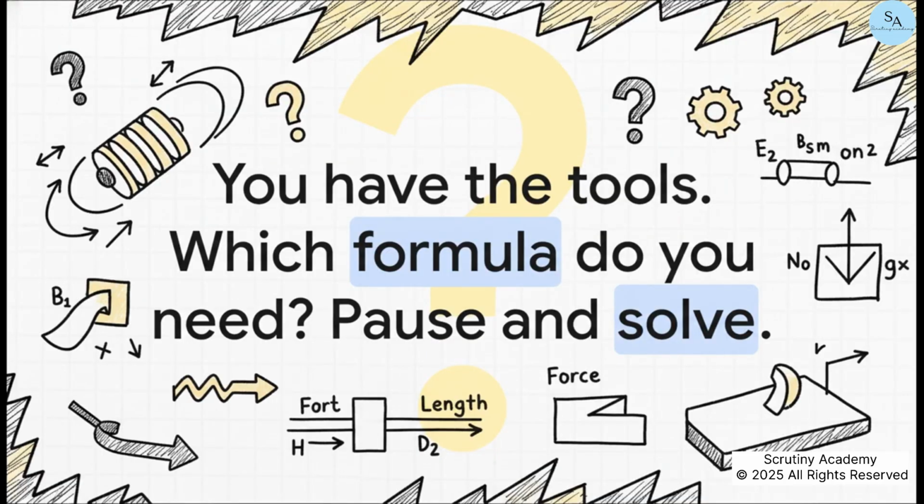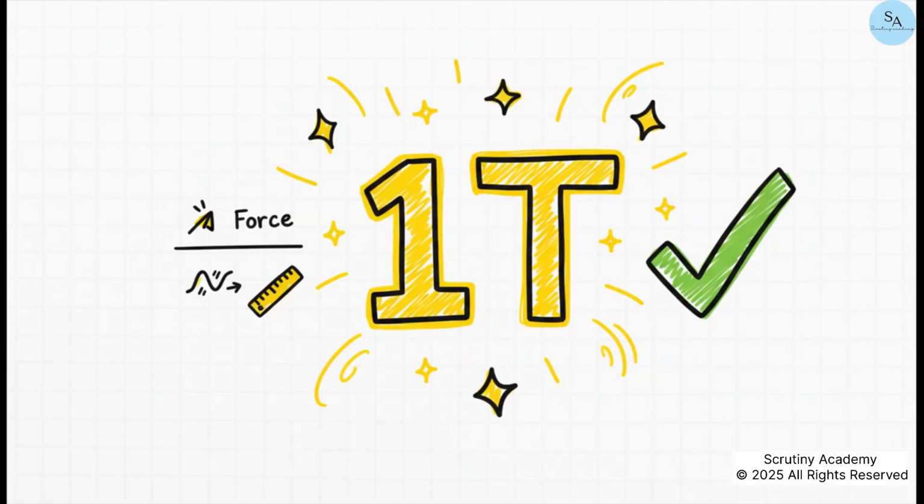You have everything you need. Think back to our force formulas at the beginning. Which one connects force, current, and length? Go ahead and pause this explainer right here, rearrange that formula, and solve for B. Give it a shot. And the answer is 1 Tesla.